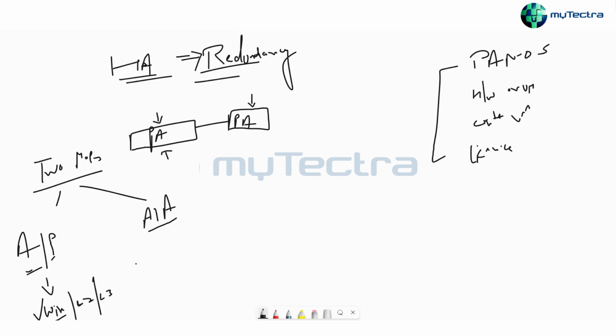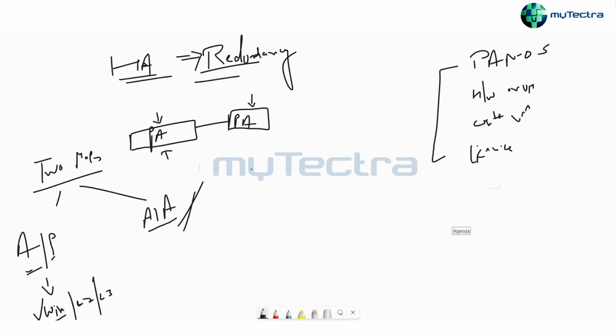Out of these three, L3 supports active. Virtual wire is supported; it doesn't support L2. On L2 you can't configure active. So only virtual wire and L3. All right.